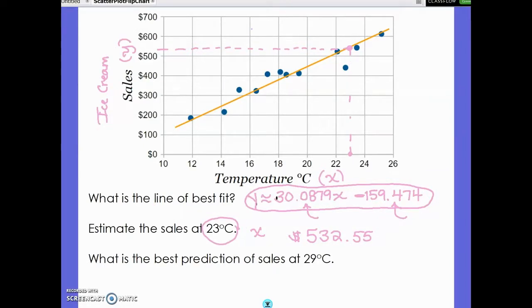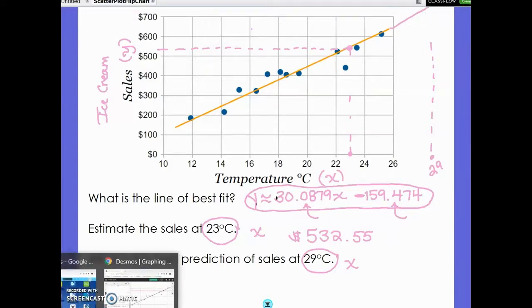The last question is asking what is the best prediction of sales at 29 degrees Celsius. So again, I'm plugging it in for x, not y. I would know I was plugging into y if they gave me my dollar amount, something relevant to my y-axis. But this is talking about degrees Celsius again, so it's on my x-axis. Now for this one, 29 would be off my graph over here. I can make a prediction with my graph and extend my line, but I don't quite know exactly where it's going to be.